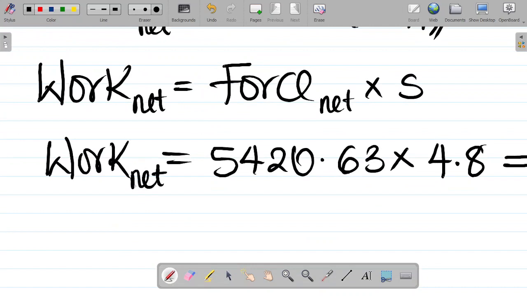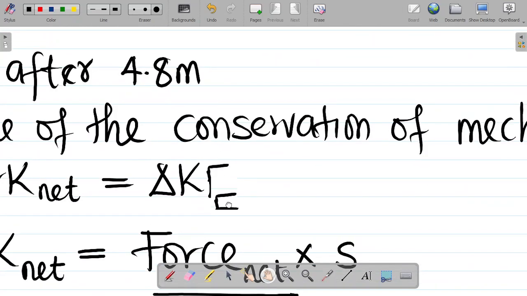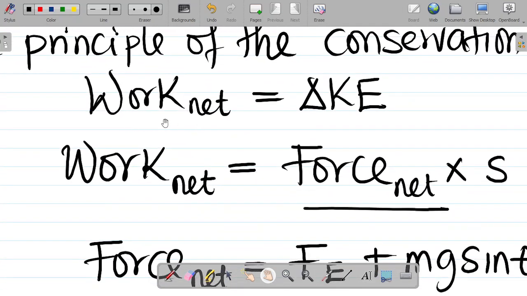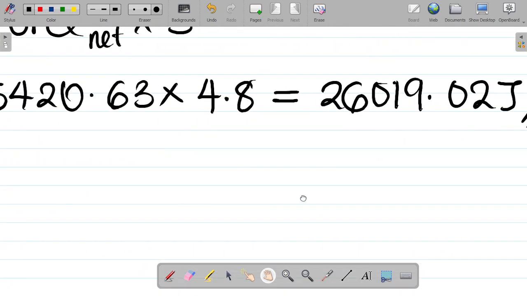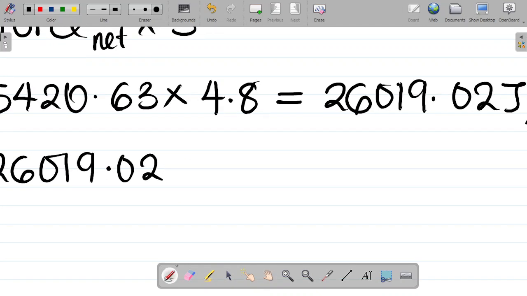So we have this as the net work done. What's the next task there? Going back, remember we have to find the velocity of the car. So how do we do that? They said the net work, whose value we found, is equal to the change in kinetic energy. So this value, the net work, 26019.02, is equal to the change in kinetic energy.